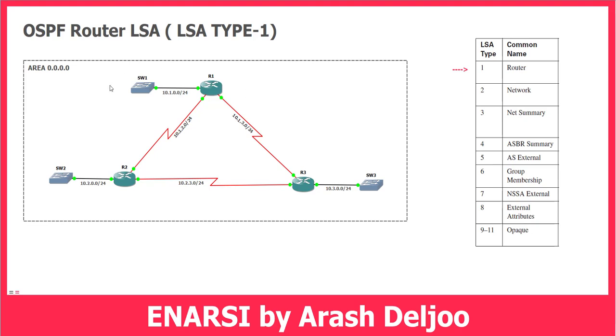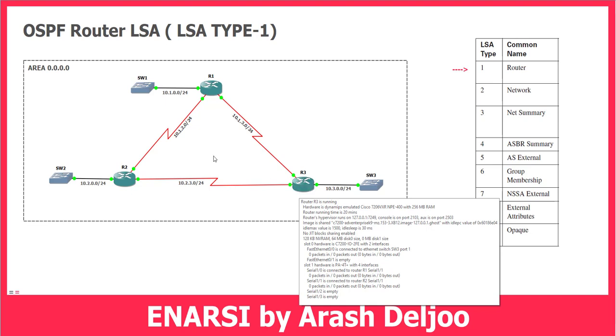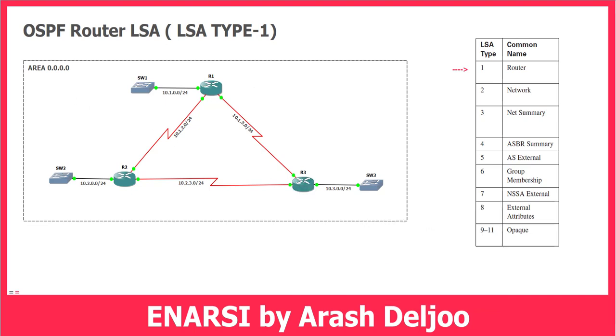Let me start with this simple scenario. As you can see here, we have only one area, which is the backbone area, and also we have only point-to-point networks, okay?